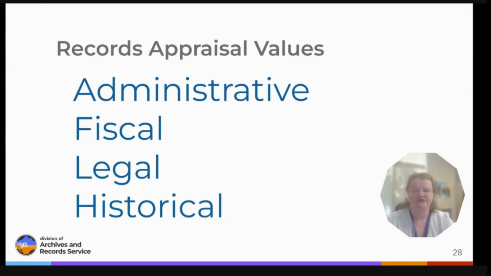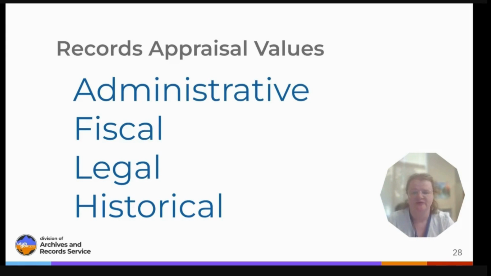The process of figuring out the value of records is called appraisal. Appraisal is often associated with monetary assessment, but in this case, a records appraisal is assessing the usefulness value of the information contained in the records to our business practices and/or statutory requirements.